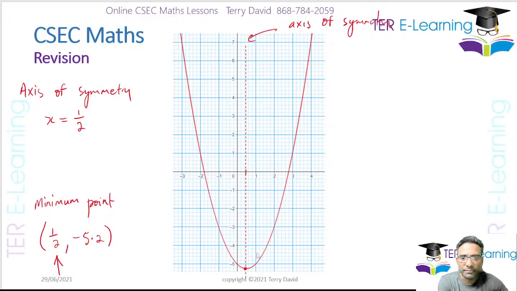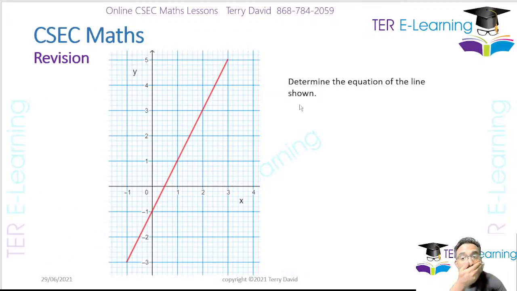All right, so let's see. Moving on to our next question now. We're looking at the different things that CSEC could potentially ask us, right? Now, a lot of the times they can give you a straight line and say, find the equation of the straight line. So like this, determine the equation of this straight line. Now, for a straight line, the general form is always this: y is equal to mx plus c, where m is your gradient and c is your y-intercept.